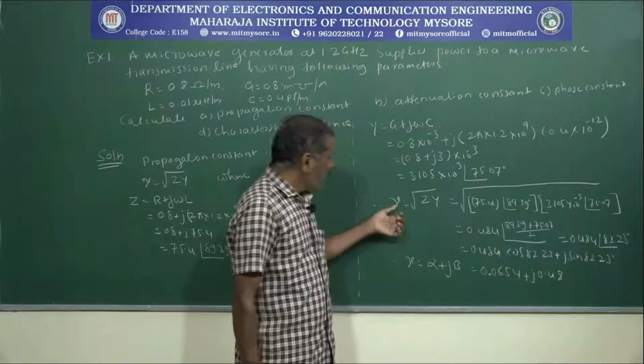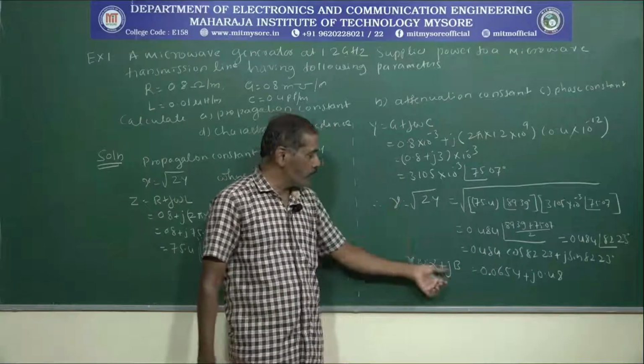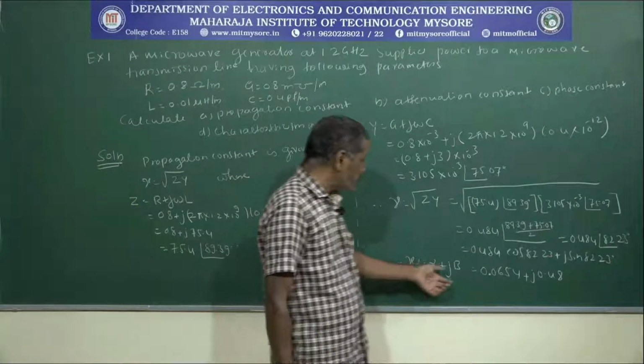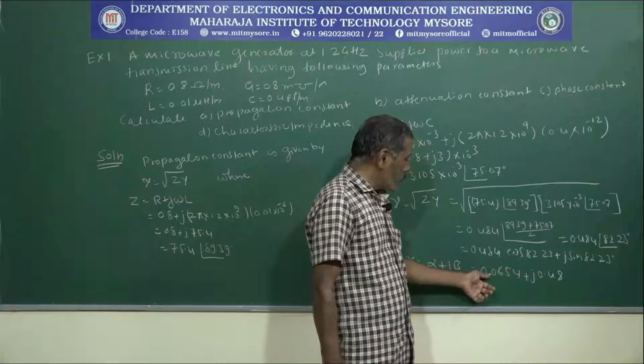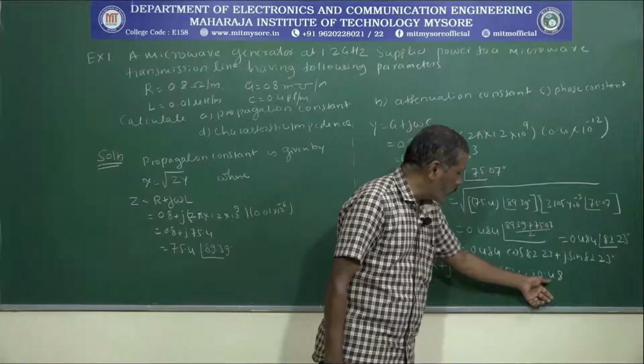Okay. So also we know that gamma is equal to alpha plus j beta. Then alpha plus j beta, we can write it as 0.0654 plus j 0.48.